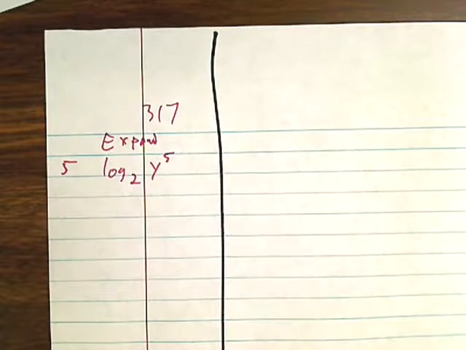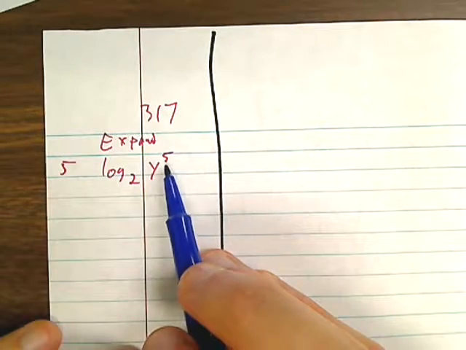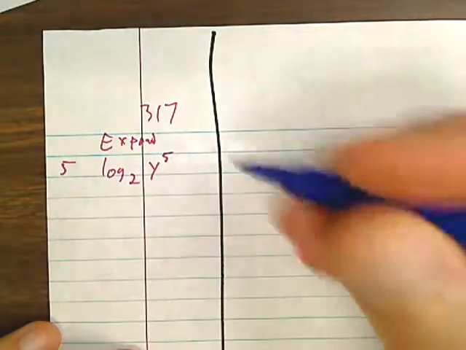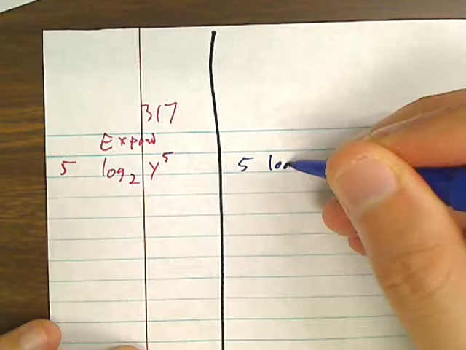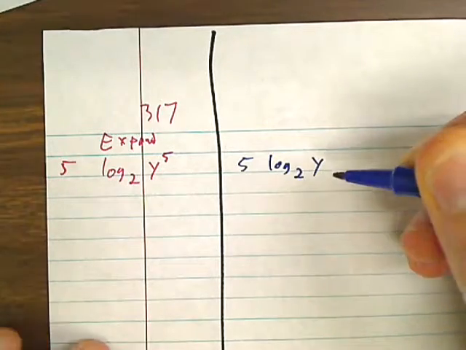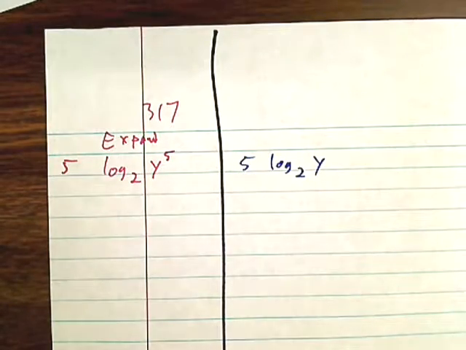Go ahead and pause. Okay, let's unpause. The only thing you need to do here is make this exponent a coefficient. So 5 log base 2 of y. So if you got that, great. I love it. You did such a good job.